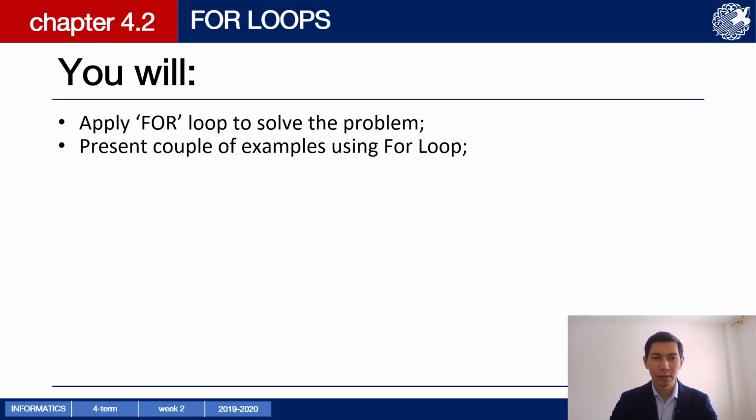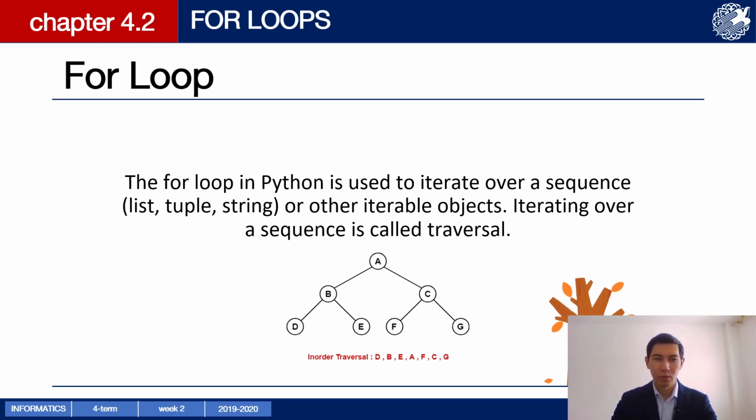So today we're going to discuss and actually try to apply for loops in order to solve a couple of problems. At the same time we'll present a couple of examples using for loops. Okay, so let's go on. So what is a for loop? We have already done this, but let's go a bit deeper into the understanding of for loops. A for loop in Python is mostly used to iterate over a sequence or other iterable objects.